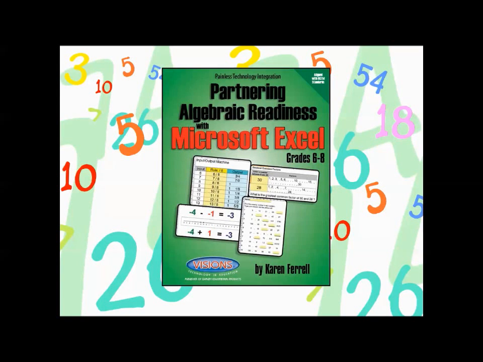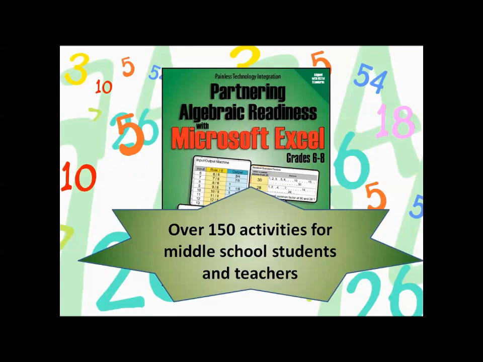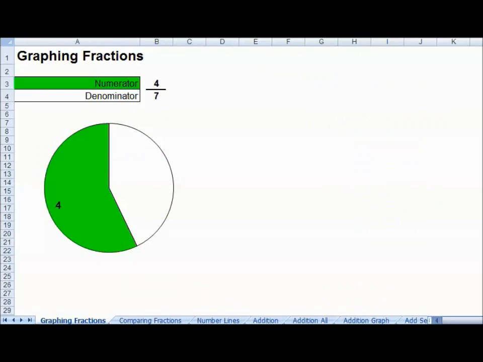Partnering Algebraic Readiness with Microsoft Excel has over 150 activities for middle school students and teachers. Each lesson in this book consists of several components. You open a file, and the components of the different lessons are visible on the tabs at the bottom of each screen. This is a lesson on adding, subtracting, multiplying, and dividing fractions.